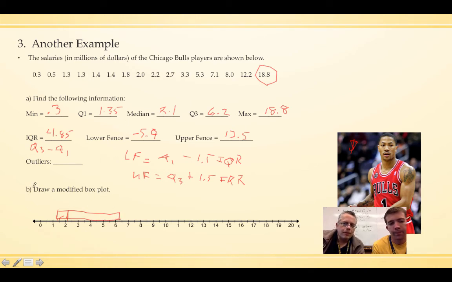All right, the minimum is 0.3. So it's less than 0.5, about right there. And no outliers to the left. And we're going up to 12.2. That's the biggest value that's not an outlier. So 12.2 is way over here. I'm going to go all the way up there. Then, draw in Mr. Derrick Rose. It's like a three-point shot over here. Boom. There's Derrick Rose, the outlier.